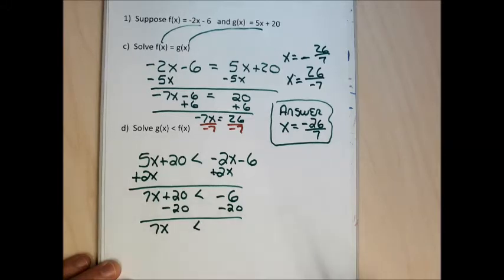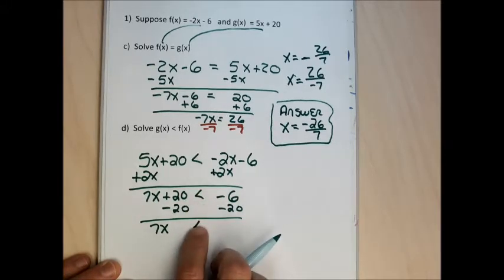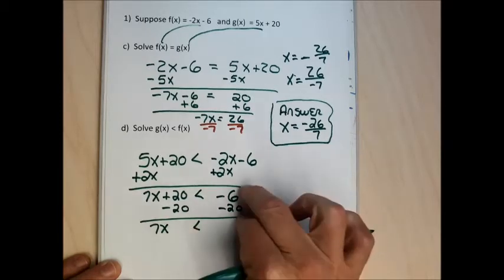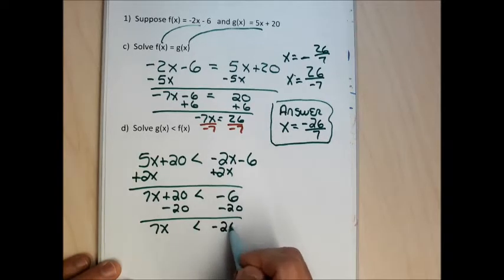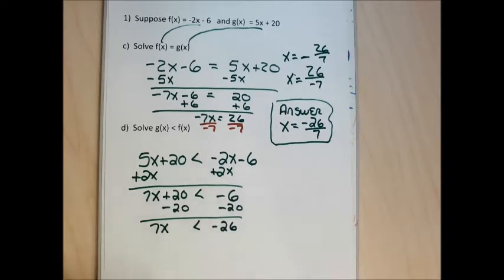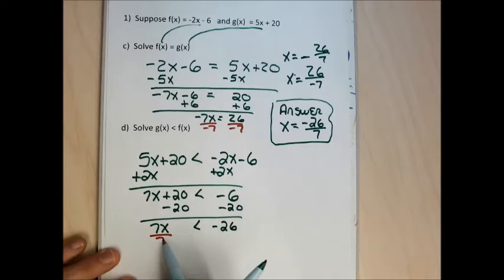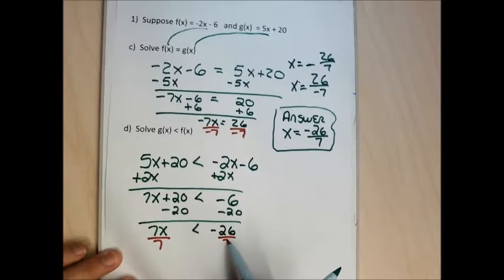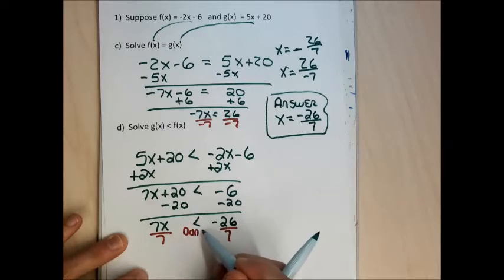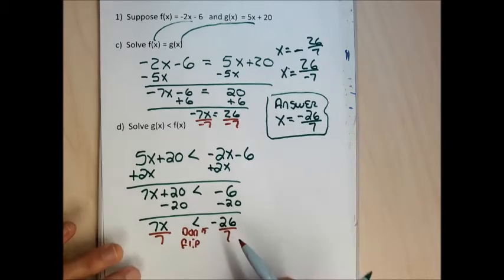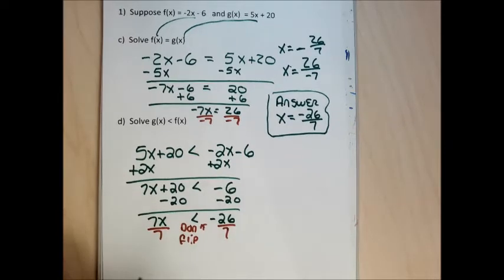When you're adding or subtracting, you never flip a less than to a greater than. It's only when you're dividing by a negative. On the right hand side, these numbers are both negative. I'm going to add them and keep them negative and get a negative 26. And then I'm going to finish up by dividing by a positive 7. And because I'm dividing by a positive 7, I'm not going to flip. Adding and subtracting doesn't cause me to flip the direction of the sign, nor does dividing by a positive. Only dividing by a negative would cause me to flip the sign.